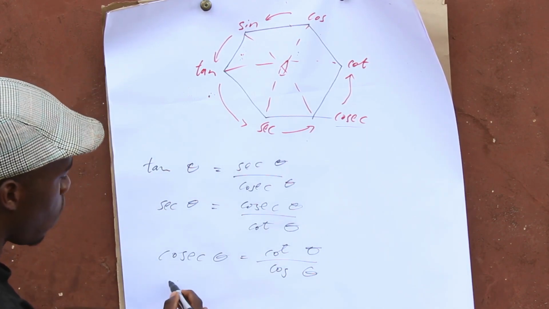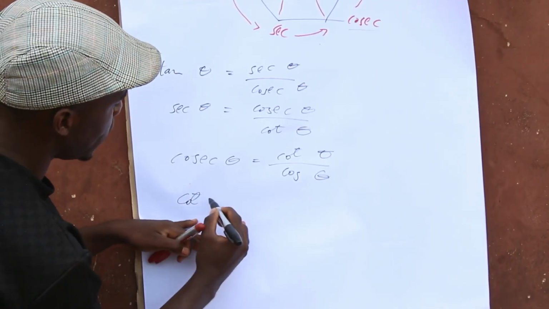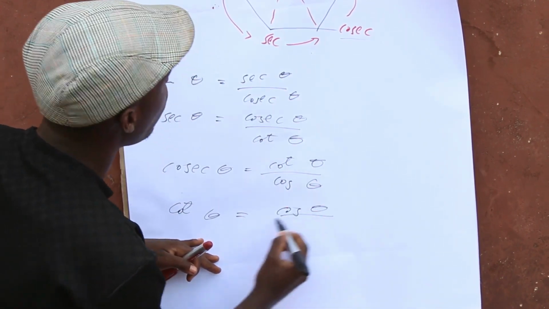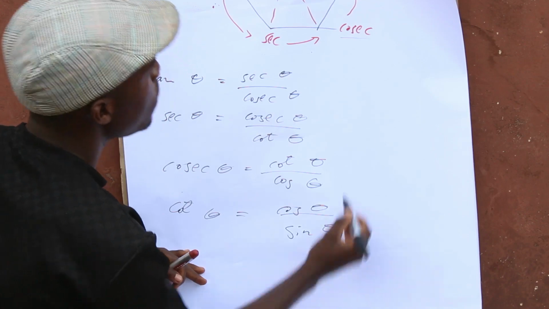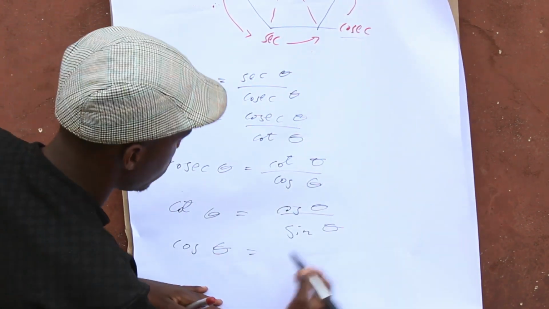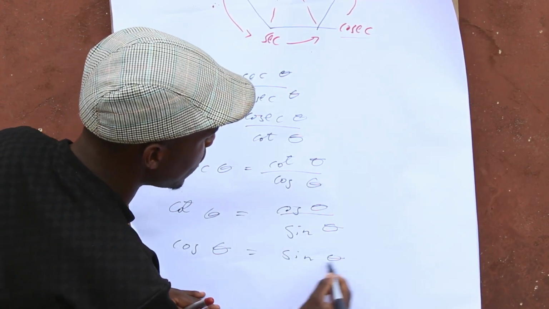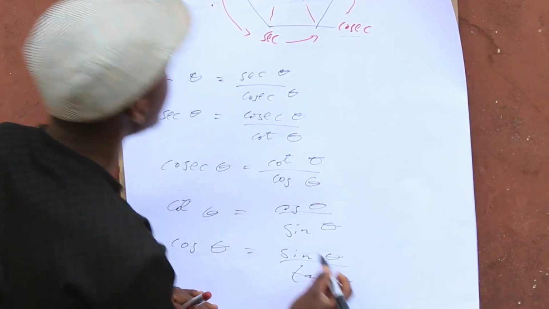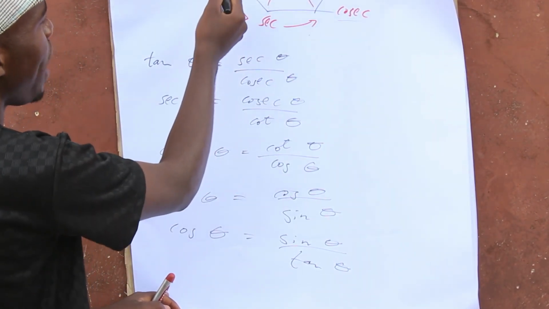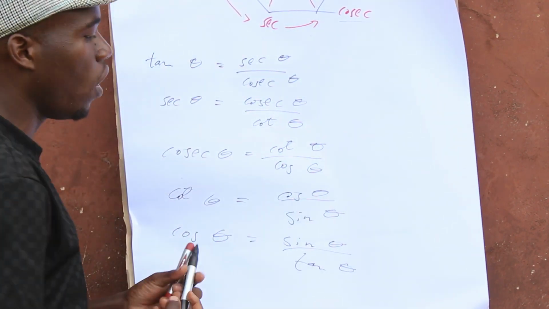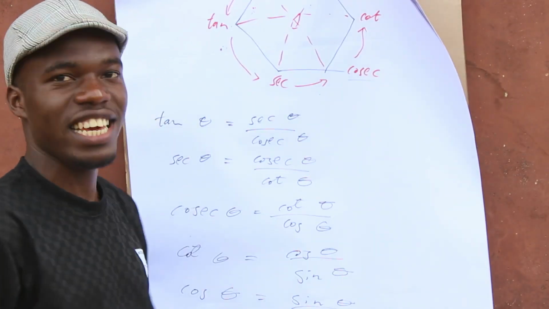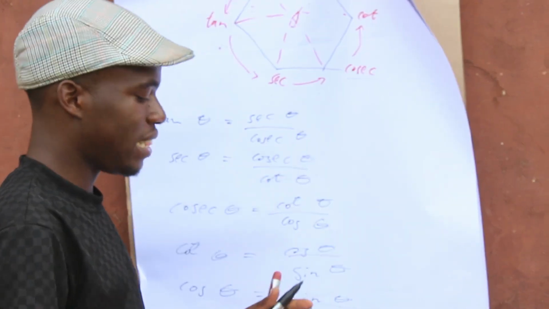You can also derive for cot. Cot theta is equal to cos theta over sin theta. You can also derive for cos. Cos theta is equal to sin theta over tan theta. Well, the pattern goes on. You can also derive for sine, and again you come back to tan, just like that. That is if you go the anti-clockwise way. Well, my super hexagon does not end here. I'll show you other patterns.